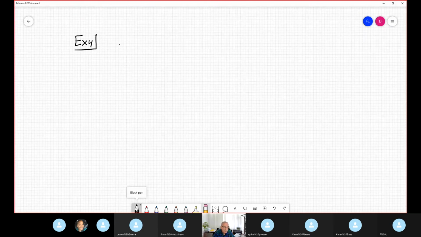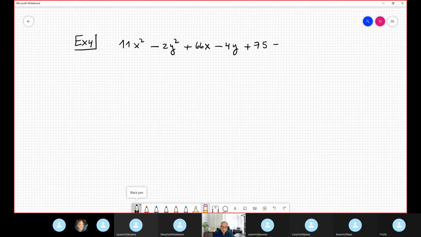Okay, and this is a little bit complicated because it's 11x squared minus 2y squared plus 66x minus 4y plus 75 equal to 0. Okay, to make a hard time for us, it's given in general form, so the right hand side is 0. So I need to complete the square in order to express the equation for the hyperbola in standard form.